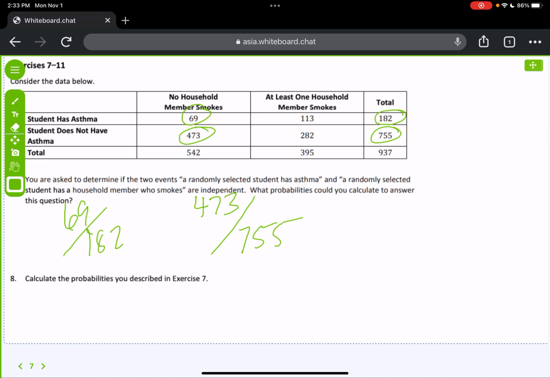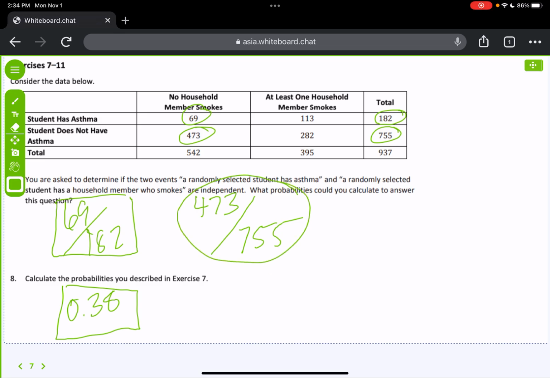Those really don't have anything to do with it. So let's look at them. Calculate the probabilities in exercise 7. Okay, well, let's do this as a box. 69 divided by 182. That's going to be about 0.38 chance. And we'll circle this one. And that is equal to about 0.63.